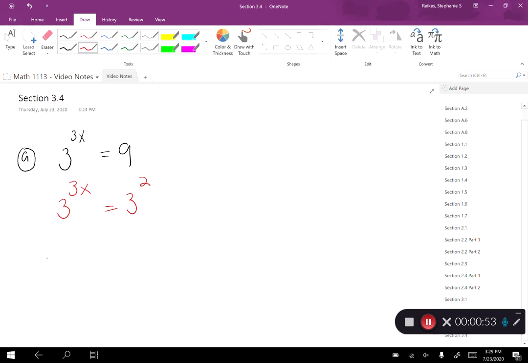So if my bases are the same, that means my exponents must be equal to each other. Dividing both sides by 3, and I get x equals 2/3.